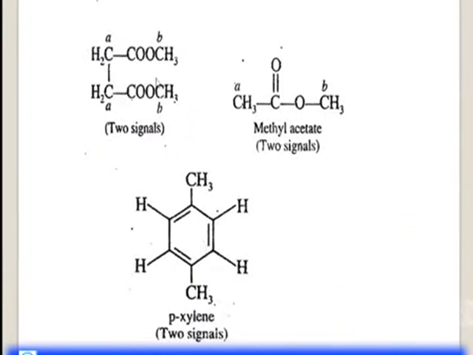Another molecule you can see over here: these 2 protons are in the same environment as these 2 protons, so it will give only one signal, and these protons will give one signal, as these are similar protons having the same environment at the adjacent position. Methyl acetate, 2 signals will be obtained. Paraxylene, 2 signals will be obtained. These methyl groups are in an equivalent environment and these protons are in the same environment as each other. So this will give one NMR signal and these protons will give one NMR signal.